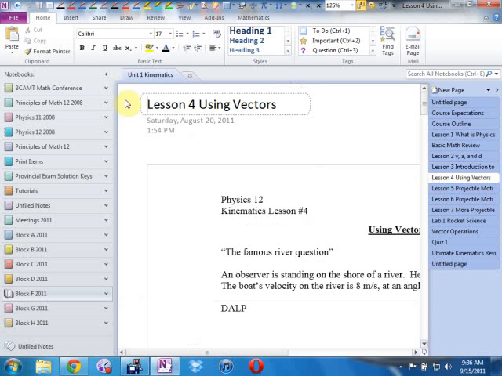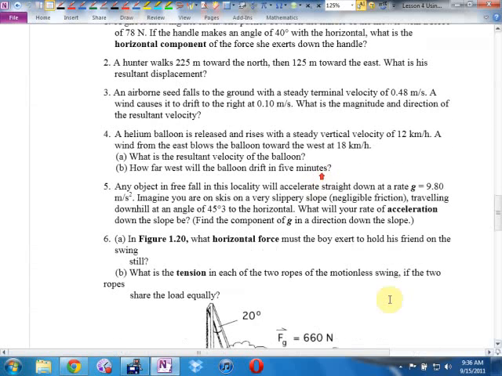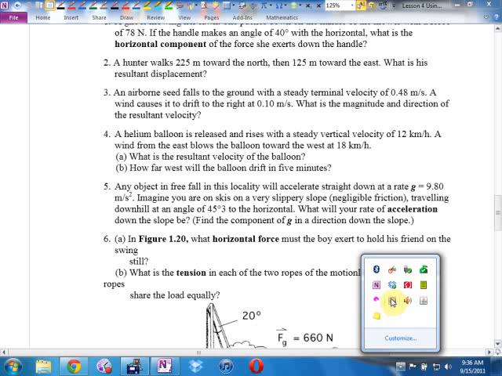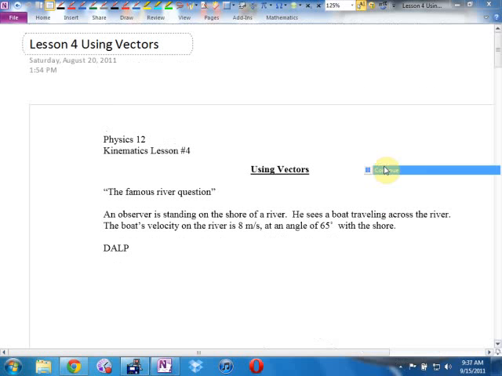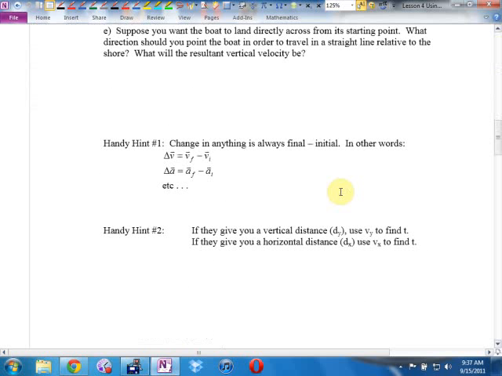So look up, I just gave you lesson four. This was going to be some more vectors. This was going to be like the river question, but I think you all did it last year. And I will say this, where it says handy hint, change in anything is always final minus initial. That's worth memorizing, but I'll flog that to death. This is going to be your homework. So here are some questions you can try.